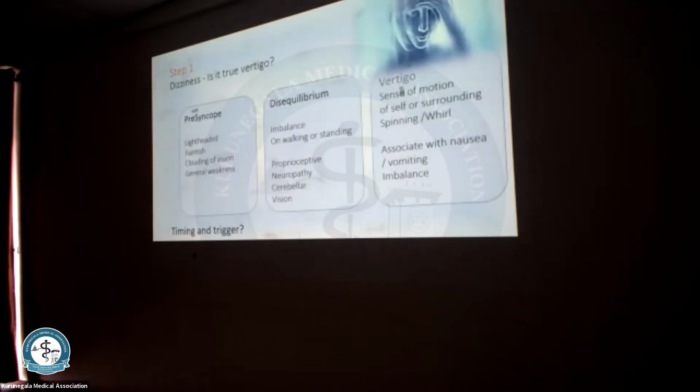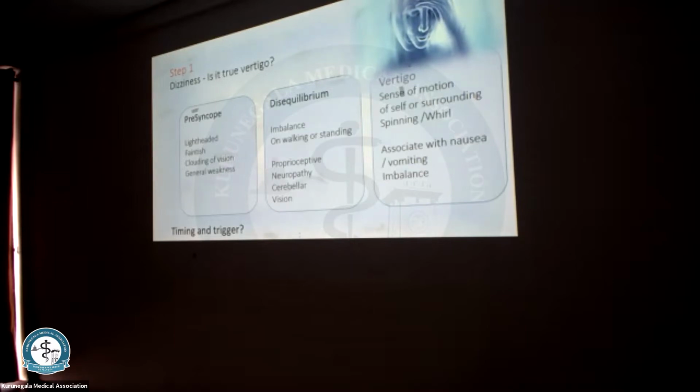Before going ahead with a patient, we need to clarify what the patient is going to tell us, whether it's really a vertigo. Patients use the term dizziness interchangeably to denote different symptoms, usually for a presyncope and for a disequilibrium. Presyncope is a feeling of lightheadedness, general weakness, clouding, and a feeling of faintness, which we see in circumstances like anemia, cardiac arrhythmias, metabolic disturbances, dehydration, which is different from a vertigo.